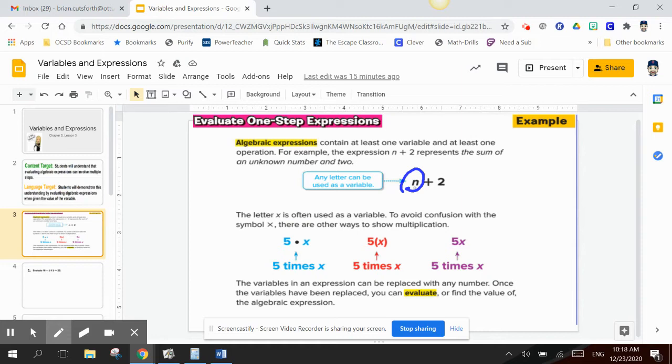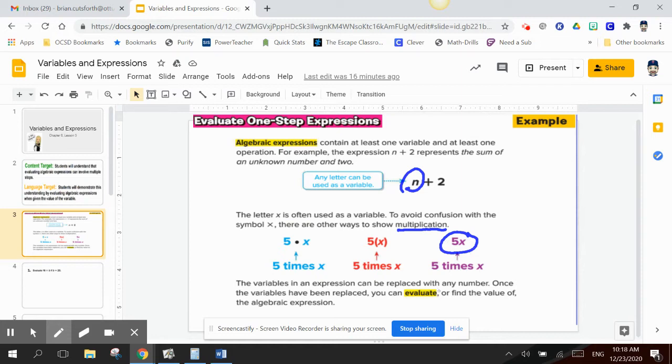To avoid confusion with the symbol x, there are other ways to show multiplication. So all three of these are ways to show multiplication. You can use the dot in between the number and the variable, which means 5 times x. You can use parentheses around it, which also means 5 times x. Or the one that you'll see quite a bit in this chapter will be 5x. When you have a number and a letter side by side, it means to multiply.